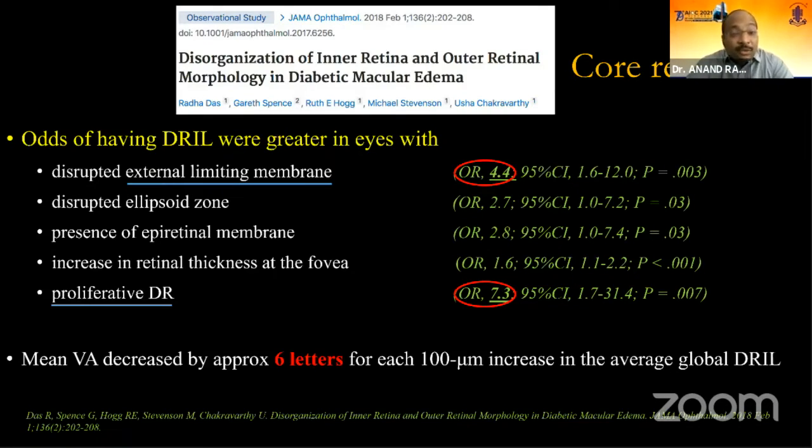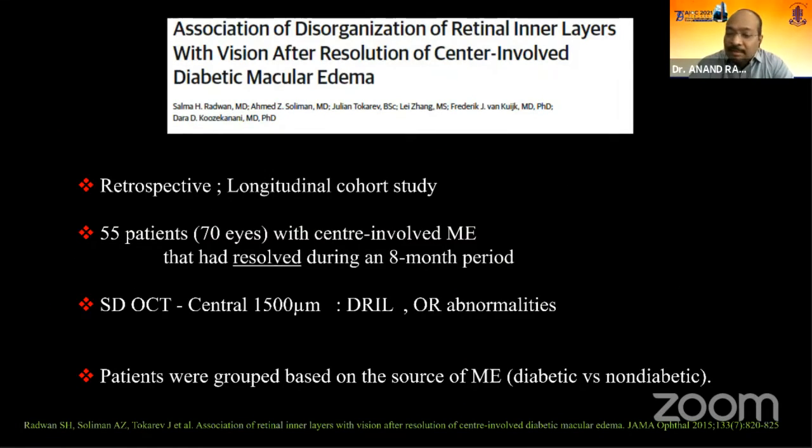Radha did a very interesting study also. They looked at a retrospective longitudinal cohort study of 70 eyes with center-involved macular edema that had resolved during the 8-month period. They looked at the central 1500 microns, looked at DRIL and other anomalies, and correlated to acuity. They were grouped on the basis of macular edema, diabetic versus non-diabetic. They looked at the DRIL resolution profile in these patients and the influence on acuity.